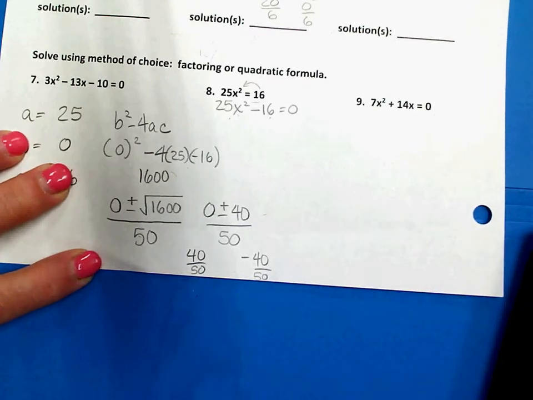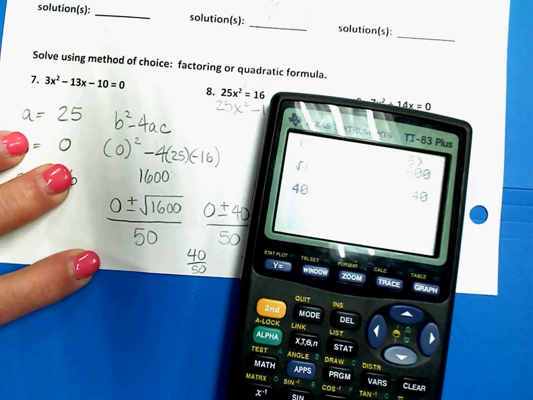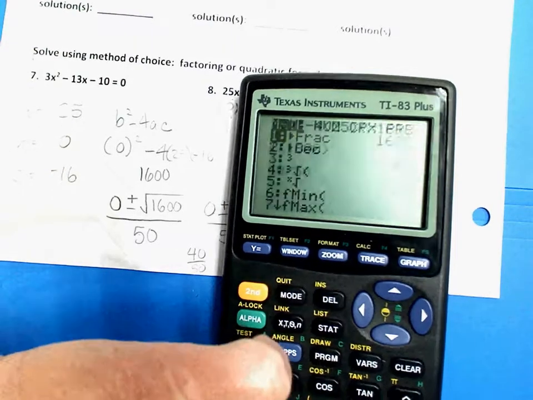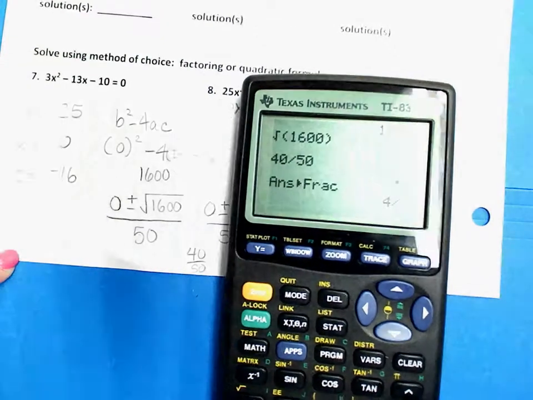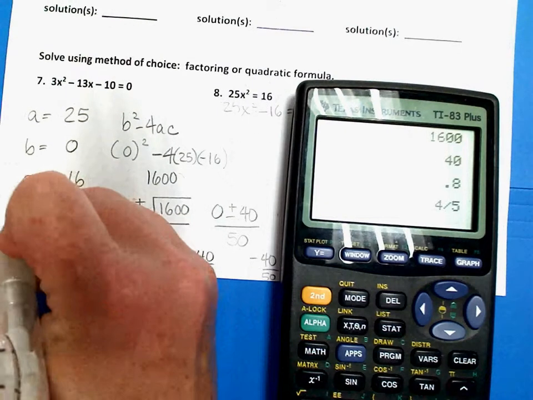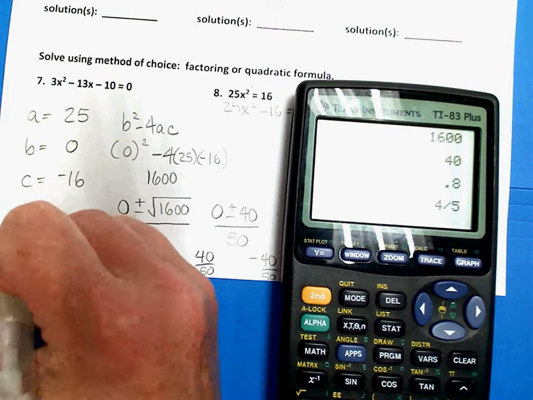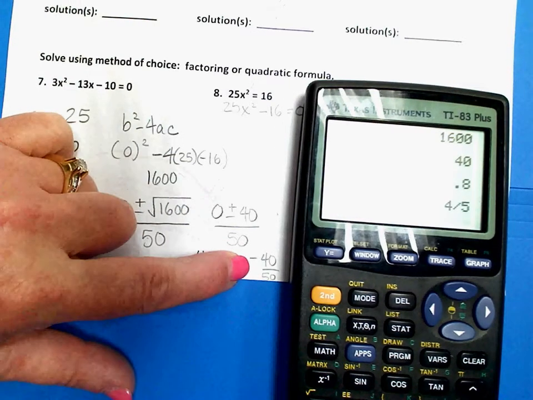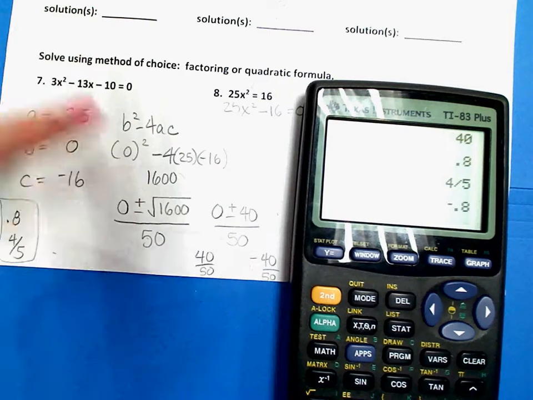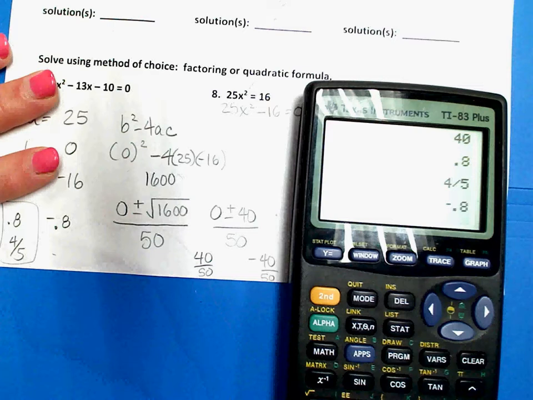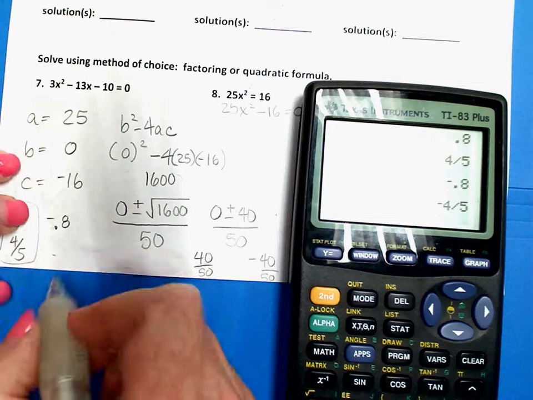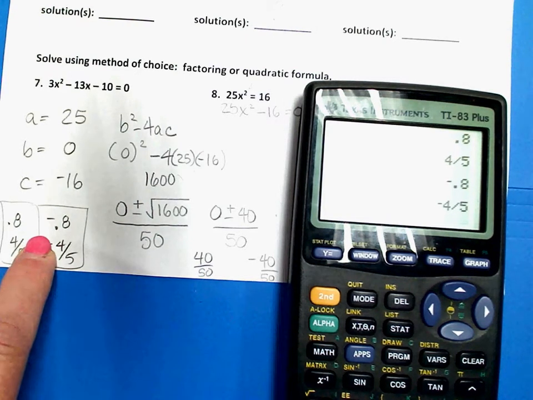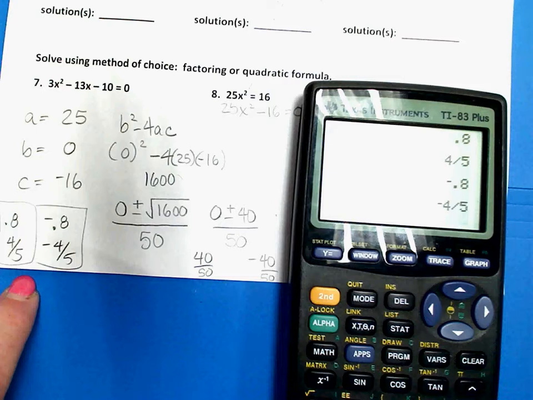So just reduce each of those. 40 divided by 50 is 0.8. You could leave it as 0.8, or you could math, enter, and figure out that it's 4/5. So answer of 0.8 or 4/5 for the first answer. The second answer is going to be the negative of that, negative 40 divided by 50, so negative 0.8, which would also reduce to negative 4/5. So my answers are plus or minus 0.8 or plus or minus 4/5.